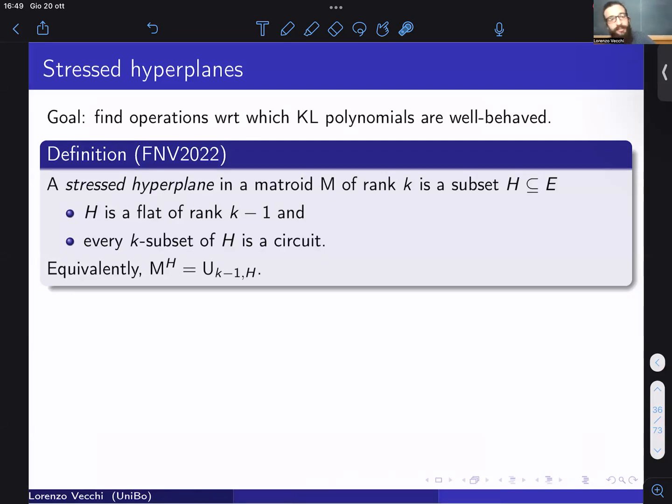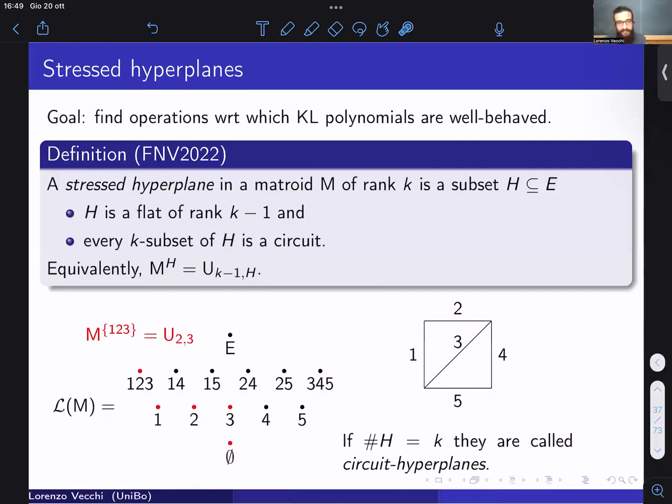And to describe this operation, I'm going to give you a definition. This is due to Luis, George, and I. We define a stressed hyperplane in a matroid to be a flat of co-rank 1 such that the restriction to this flat is a uniform matroid. So for example, if we look at the lattice of flats that we had from the beginning, and we look at this particular flat here, it's in co-rank 1. If I look at the restriction to it, this looks like a uniform matroid. So this will be a stressed hyperplane.